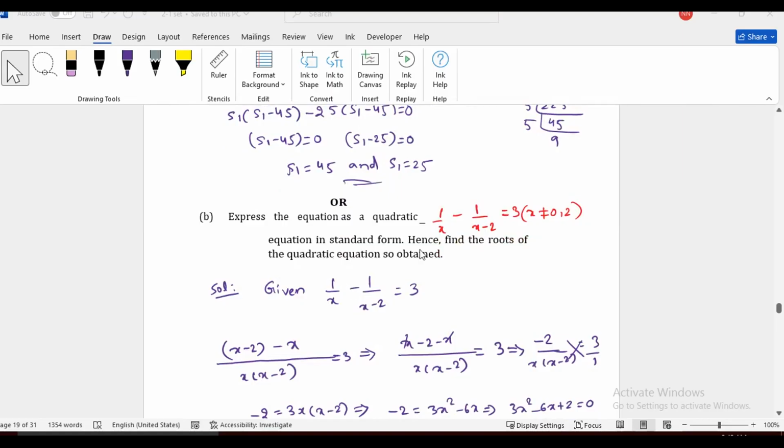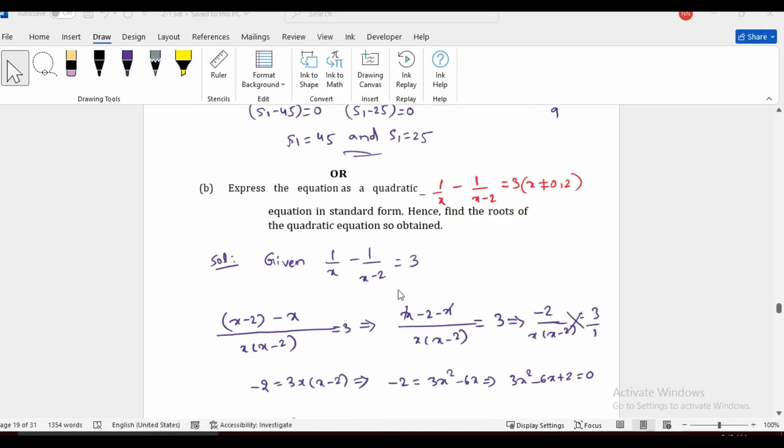Next question. Here they have given one equation. We need to convert it into a quadratic polynomial and find the roots for the given equation. 1 by x minus 1 by x minus 2 is equal to 3. Take the LCM, x into x minus 2. Here x minus 2 minus x. So minus x plus x gets cancelled. Minus 2 by x into x minus 2 is equal to 3 by 1.